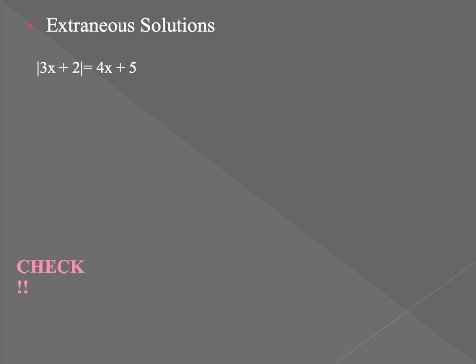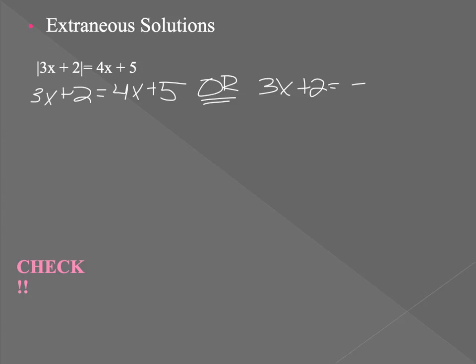Okay, so to leave off where we were in class today, we were solving for extraneous solutions in absolute value equations, and then we're going to move on to inequalities. So we said the first way to start off in this equation was to separate it into two equations. So 3x plus 2 equals 4x plus 5, or 3x plus 2 equals the negation of the other side. So negative, and then the quantity 4x plus 5.